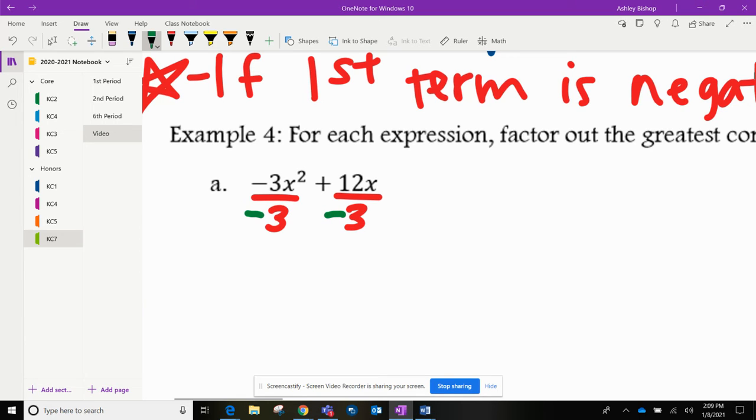Alrighty. Then the number you divide everything by goes on the outside over here. I divided each thing by -3. And you're going to rewrite what you're left with inside a pair of parentheses.